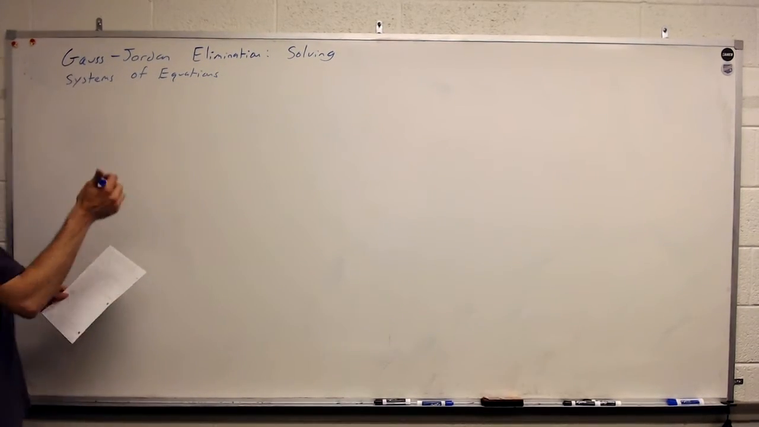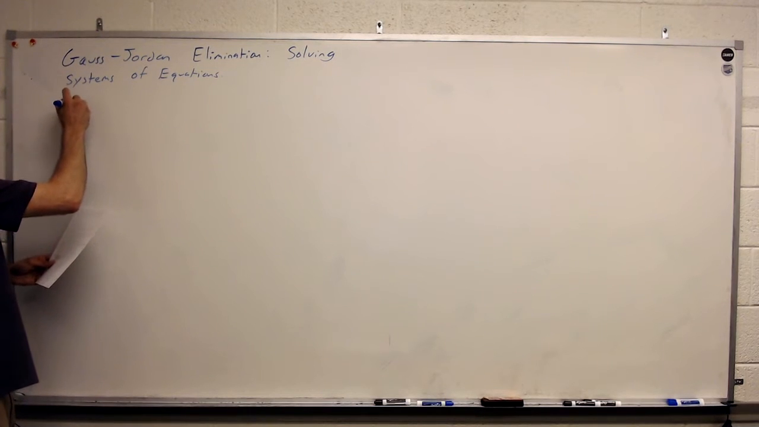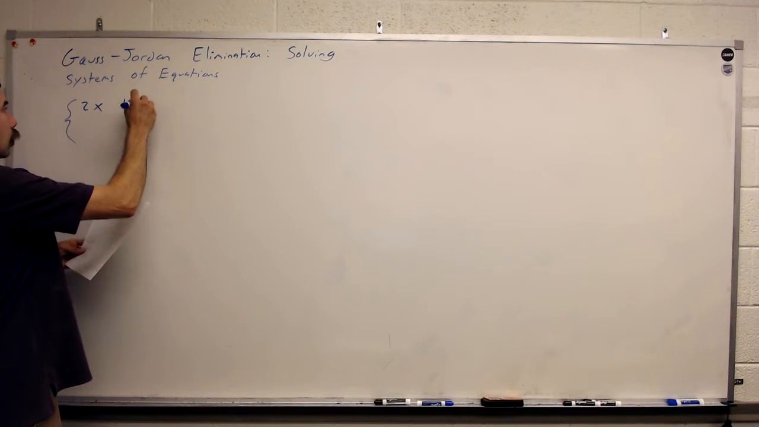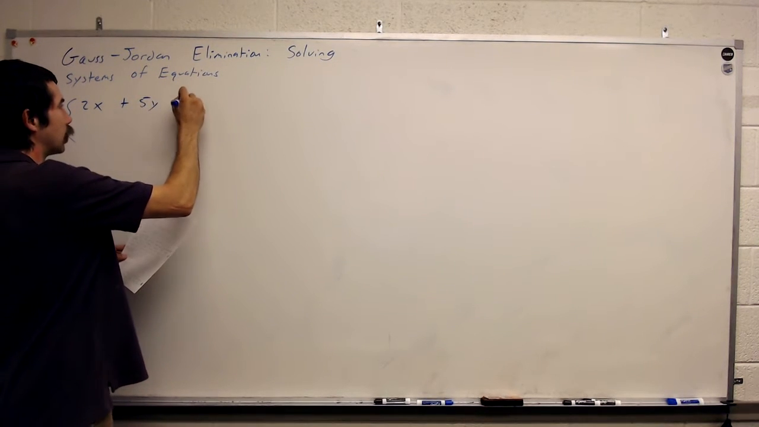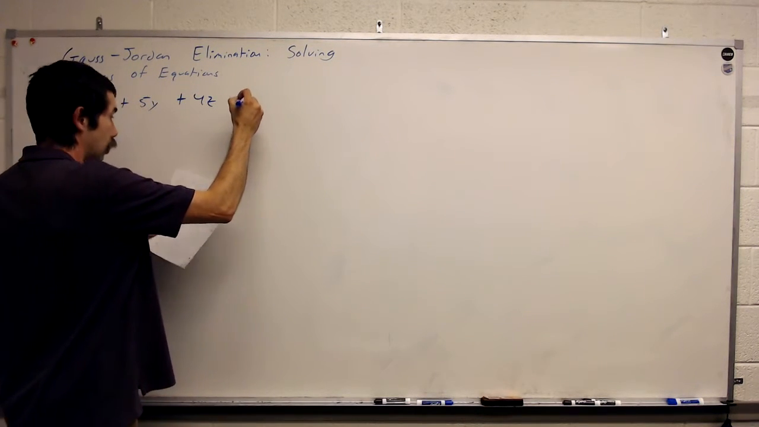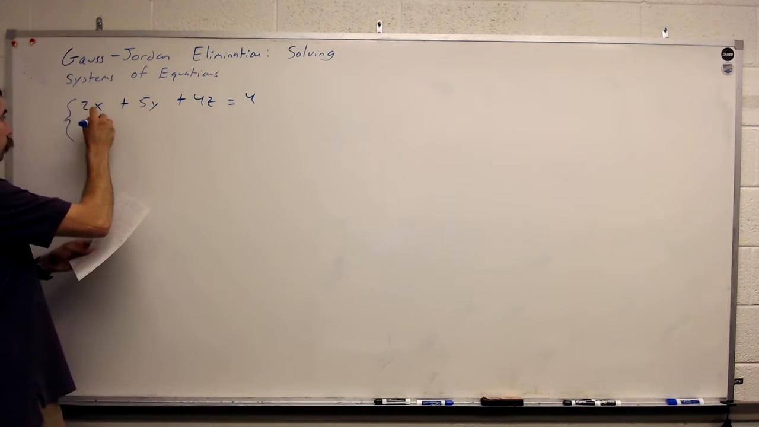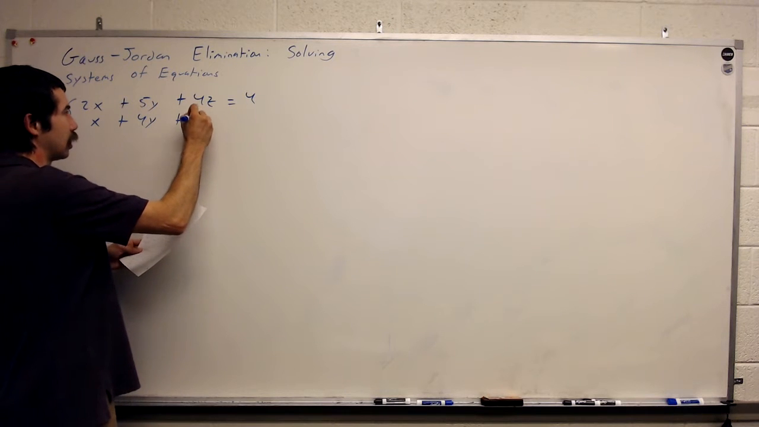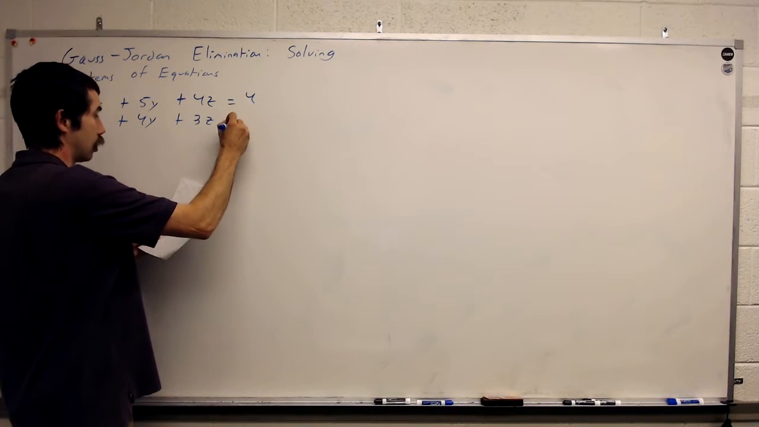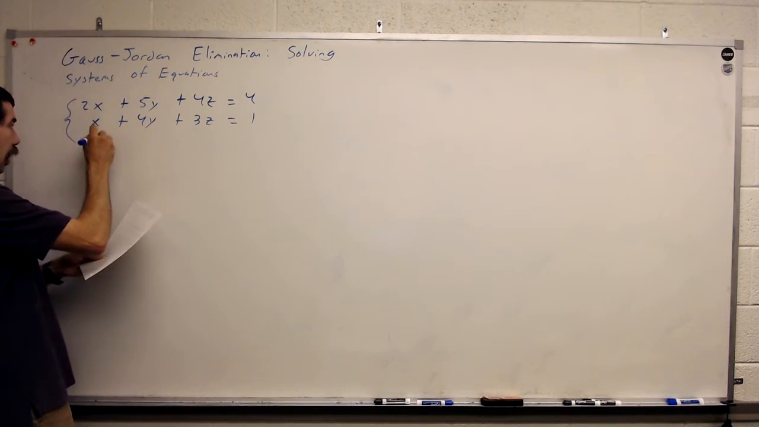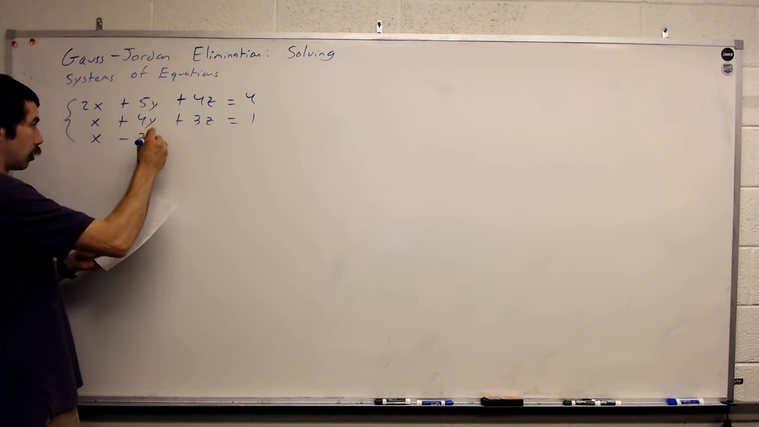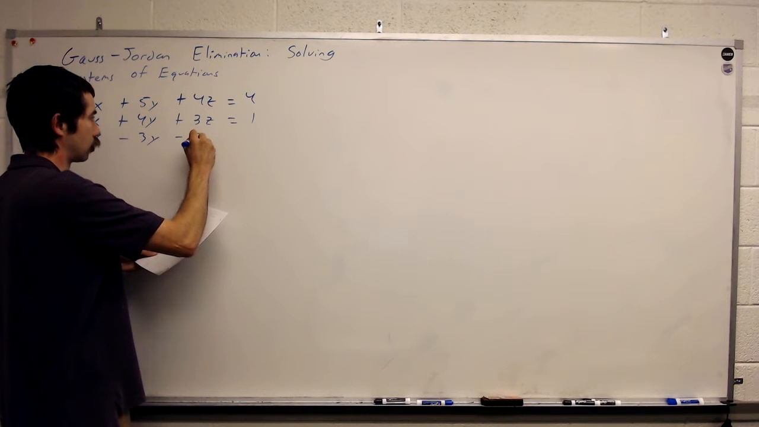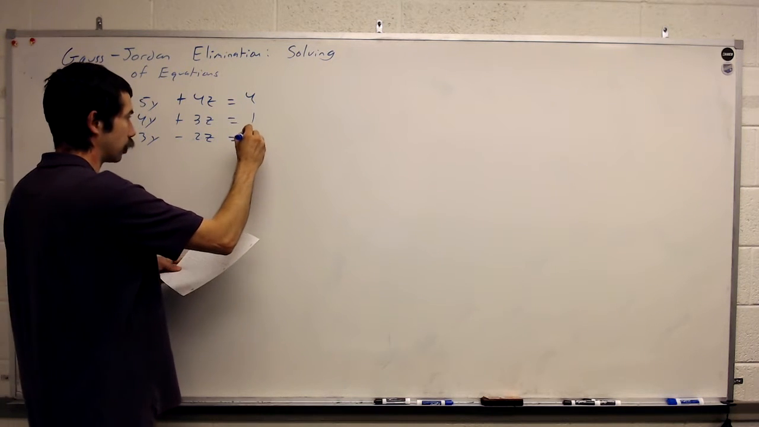So suppose we want to solve the system of equations given by 2x plus 5y plus 4z equals 4, x plus 4y plus 3z equals 1, and x minus 3y minus 2z equals 5.